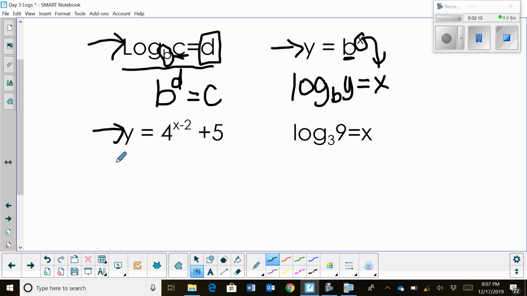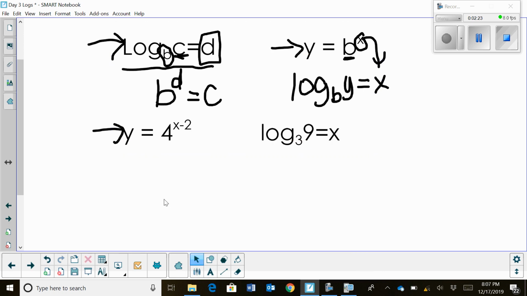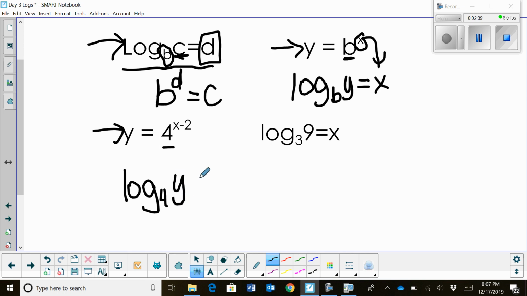Okay, so now let's try another one. If we wanted to do an inverse, we would have the 5 there, but I'm going to change that and just treat it as a basic exponential. So let's rewrite this one. So this is going to be log. And remember, our base is the same for exponentials and logs. So that's base 4 of y is equal to the exponent, which is x minus 2.